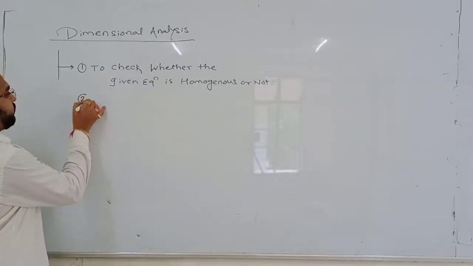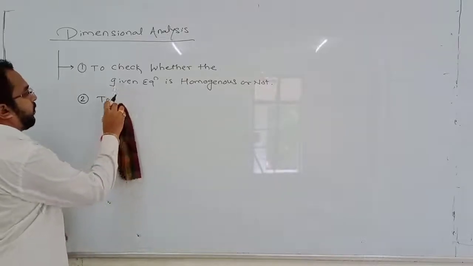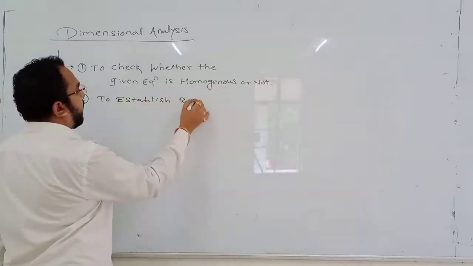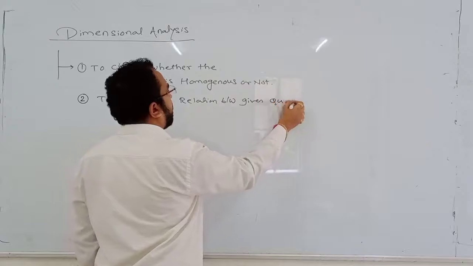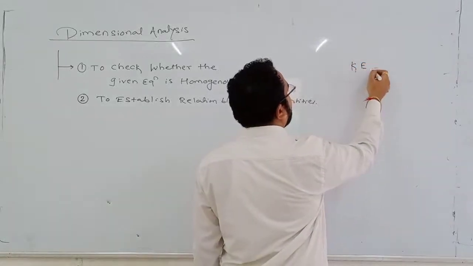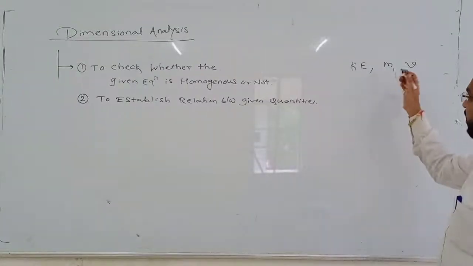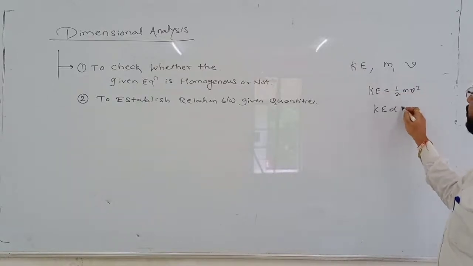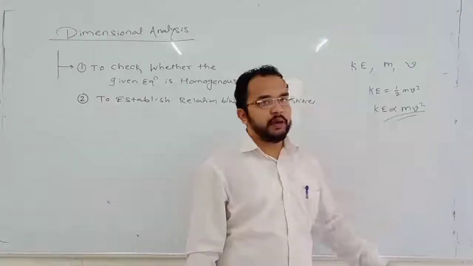Next, to establish relation between given quantities. For example, I tell you there is a kinetic energy, a mass, and a velocity. Now establish the relation. You already know this relation. So kinetic energy is equal to half of mv square. So we can say kinetic energy is proportional to mv square.